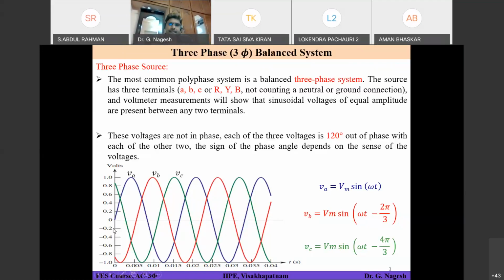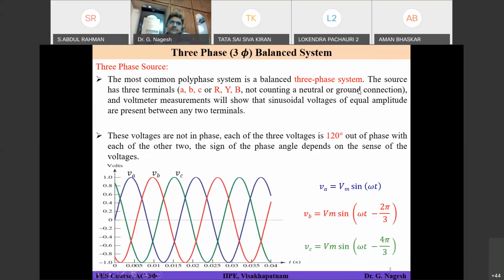So the three phase system. Actually speaking, we can have more phases also. Initially, study was carried out to have more than three phases also, but the complexity is going to increase. That's why they have restricted the transmission or AC system to three phase maximum. The most common polyphase voltage is a balanced three phase system. That means the generally used system is the three phase system.